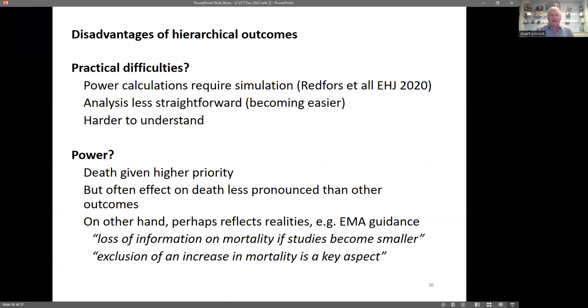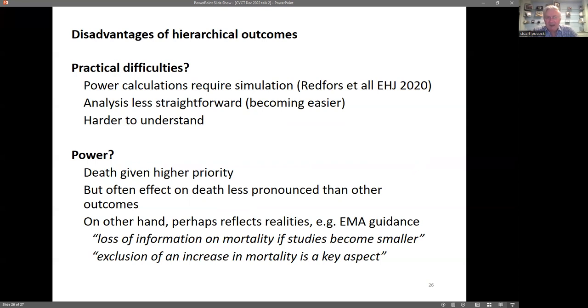Designing your trial, how many patients do you need? Power calculations are a bit more complex and you need simulation. And we've described some of the software to do that in our more recent paper. The analysis is less straightforward, but again, more software is becoming available to do it. I've tried to clarify what it means, but it's still at the moment harder to understand than, say, a conventional hazard ratio in a conventional time to event analysis.